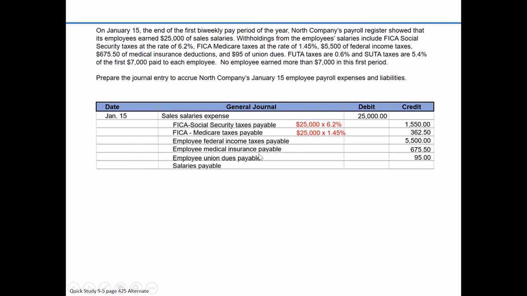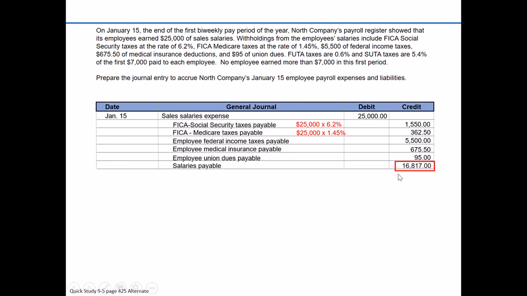and what we're going to do is finally record our credit to our salaries payable, because keep in mind we're not yet paying it, so we can't credit cash. What dollar amount do we use? We're going to take our total expense of $25,000 and subtract all our various deductions: $1,550 for Social Security, $362.50 for Medicare, $5,500 for federal income taxes payable, $675.50 for medical insurance, and $95. Subtracting out all those deductions gives us a total credit or liability at which we owe our employees of $16,817.